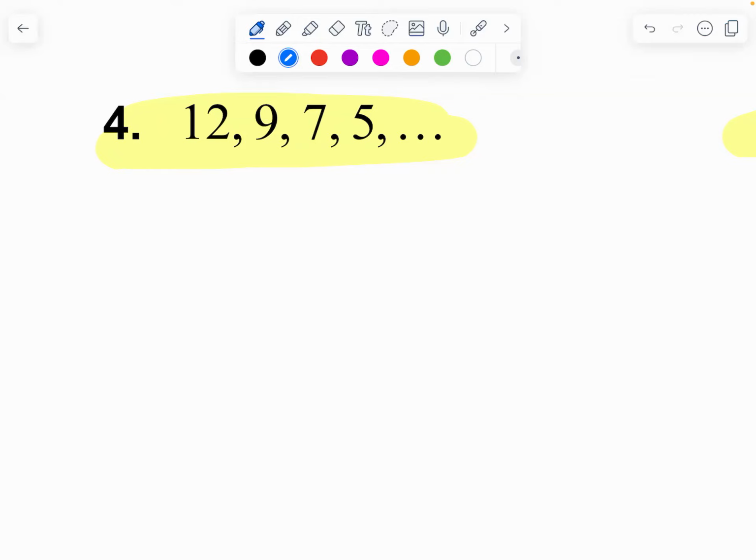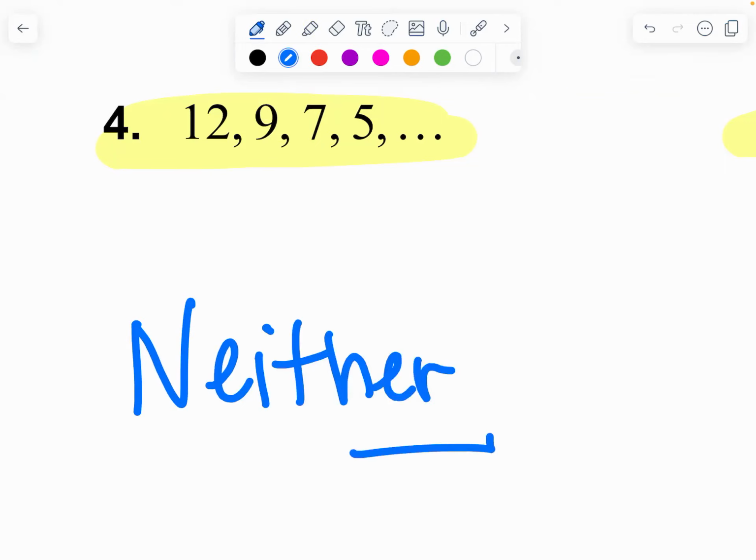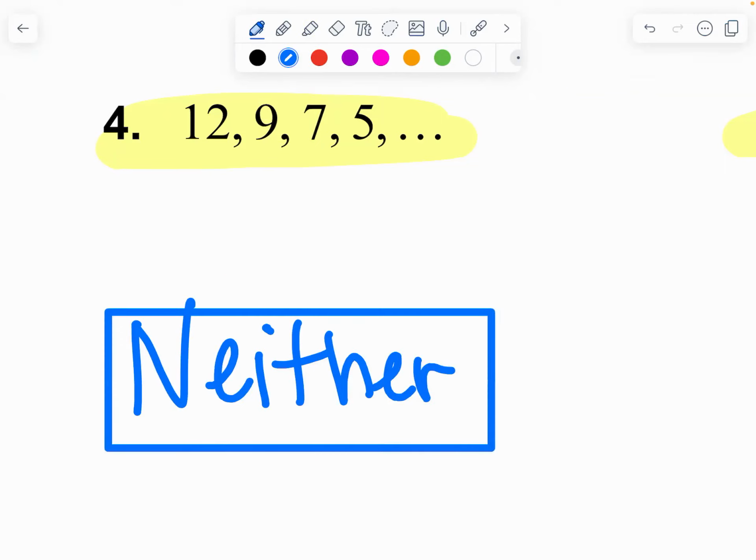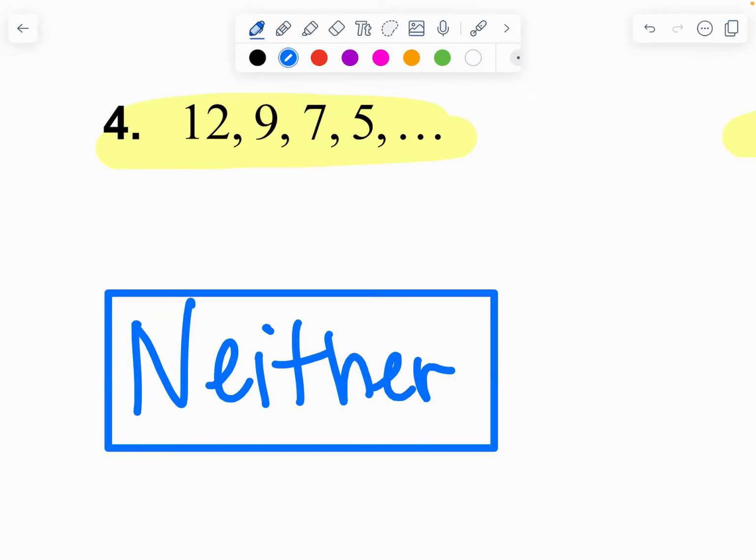Okay. Number 4. Gabe, what do you think about number 4? But why? Okay, we don't have a consistent pattern.